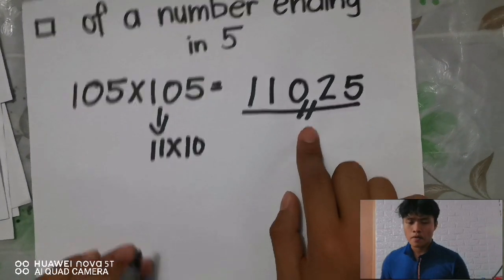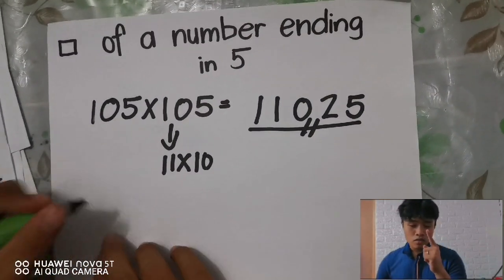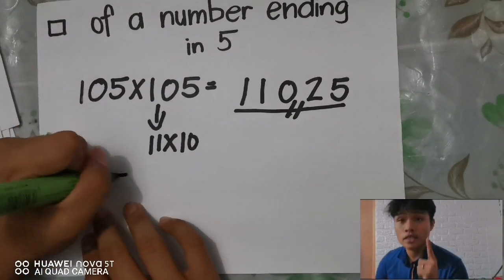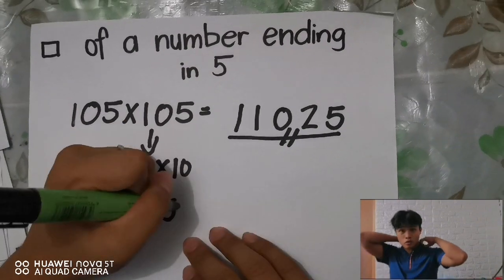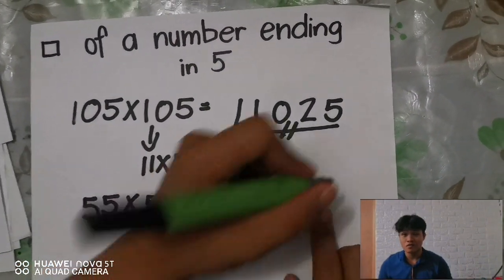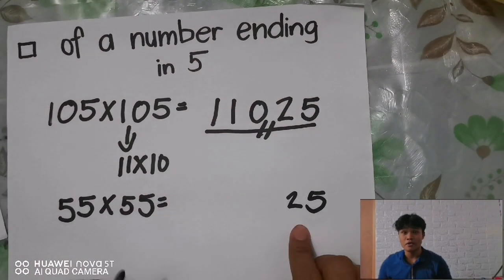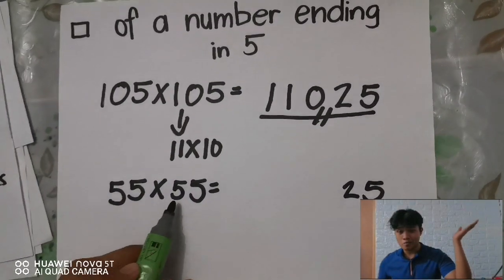Now, you still don't get it? You still don't get it, huh? I'm gonna give you one more example. Okay? The next number should be a pretty easy one. What about 55 times 55? Still kinda hard, right? So, always remember that 25 will always be the last number.